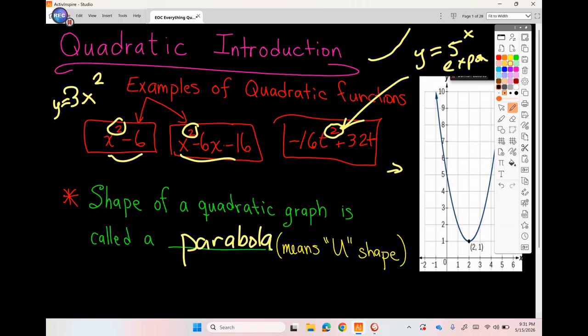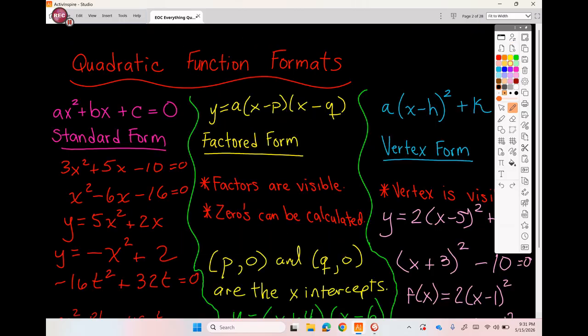then it is quadratic. So let's get to this next page here. This is just the three formats and a bunch of examples below that you can look at just to make sure you know why they call it standard form versus factor form versus vertex form.